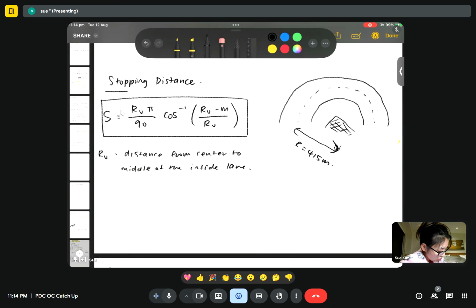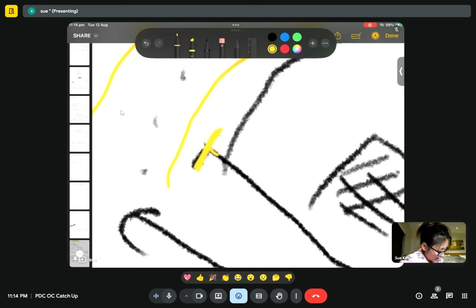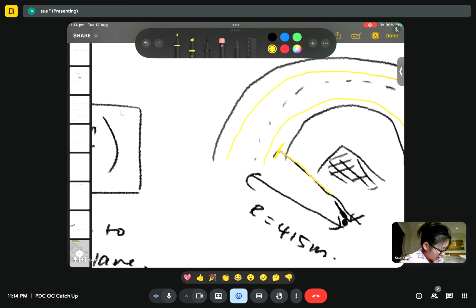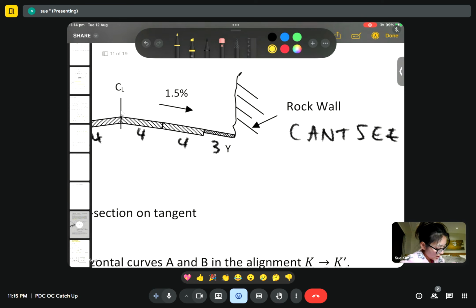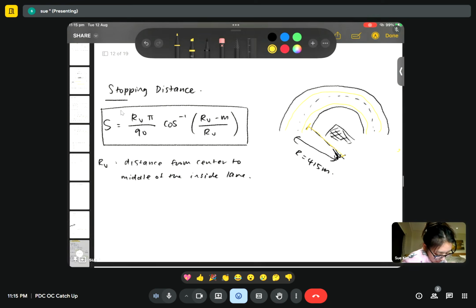So what that means is I'm going from the center of the circle all the way to the middle of the inside lane, which is here. Note that there are 2 lanes on each side, right? So if I split this up further, there are 2 lanes on either side, and I'm going from the middle of the closer lane to the center like this. On the diagram, that's the center of the circle all the way to the middle of that inside lane, and that's going to be RV. Then I need to find M as well.